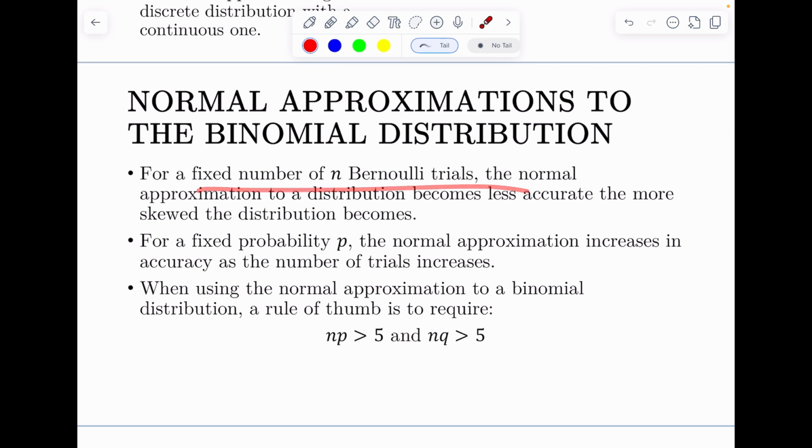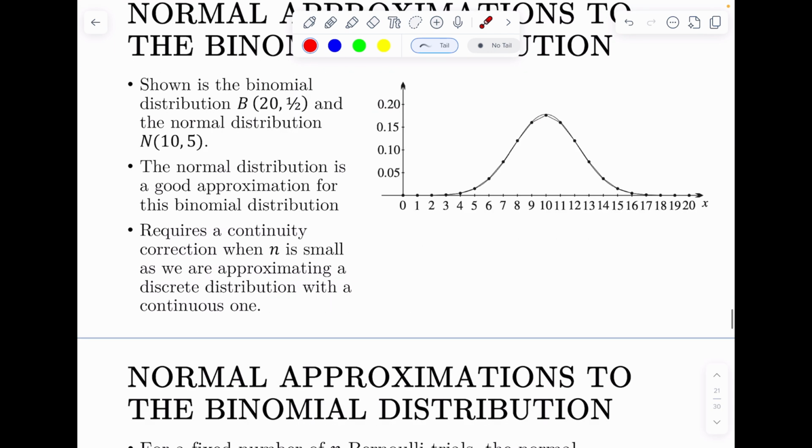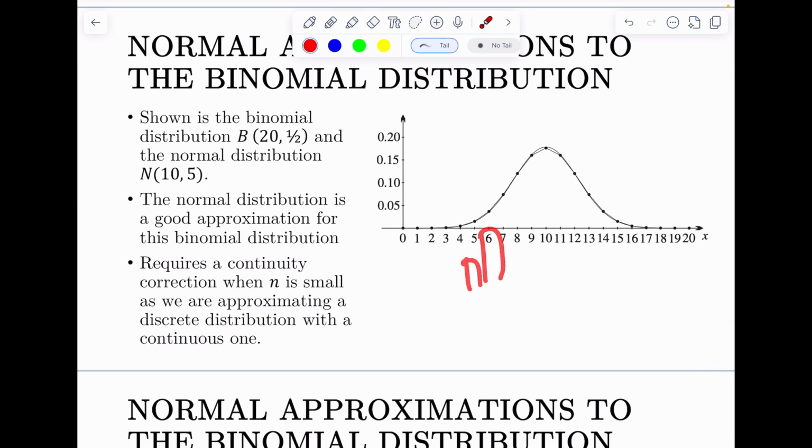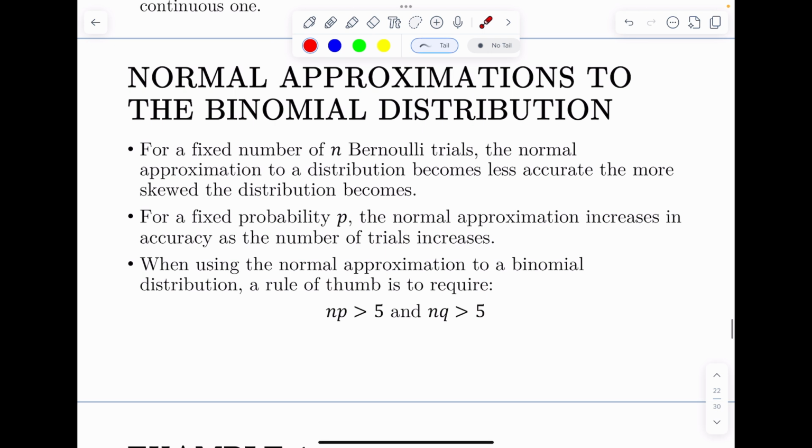For a fixed number of n trials, the normal approximation becomes less accurate the more skewed the distribution becomes, which makes sense because you have fewer bars, and they're more prone to being skewed one way or the other. For a fixed probability P, the normal approximation increases in accuracy as the number of trials increases. Like I was saying before, if I have all my bars on this side and it's skewed, it won't be the best approximation, but we can still use a normal distribution to approximate the probability.